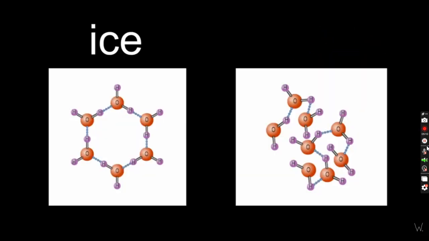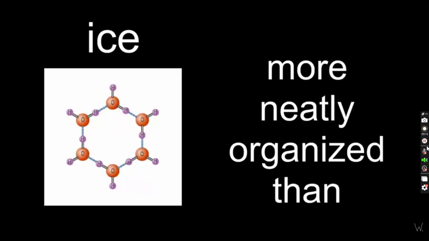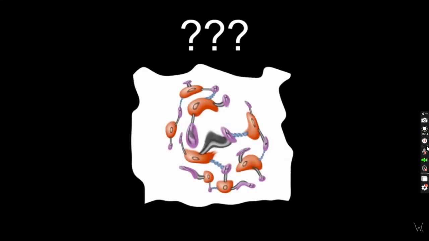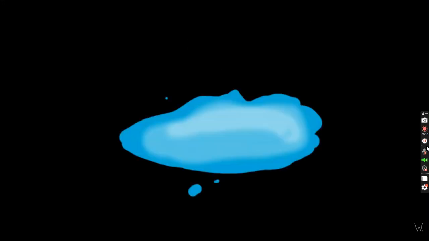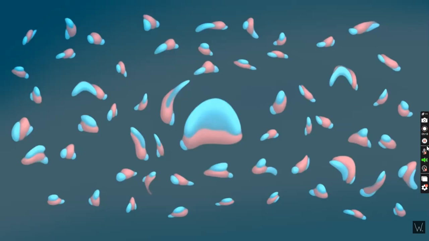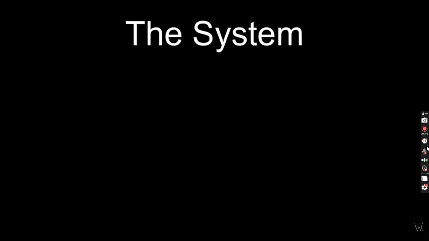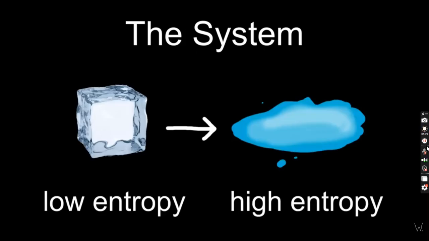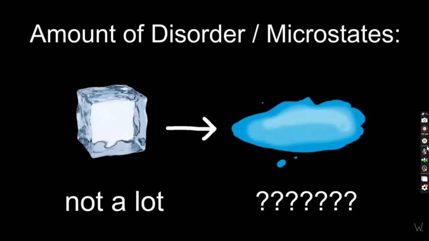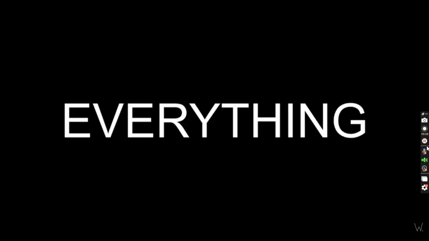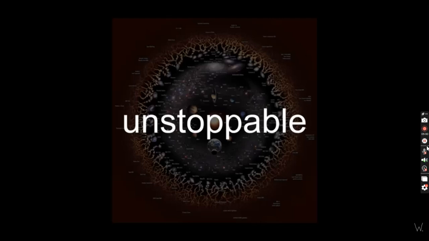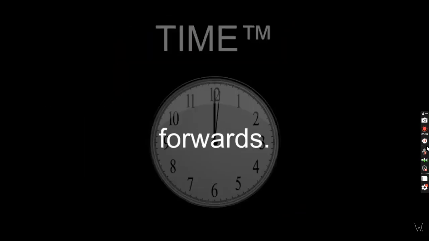Looking at the structure of ice and water, we can see that ice is more neatly organized than water, which just kind of goes all over the place. Also, the water could look like this, or even this, but the ice will always look a little something like this. In total, the system went from low entropy to high entropy, meaning more disorder and more possible microstates. This trend applies to everything. The whole universe is on an unstoppable path to higher entropy. It's also the reason why time seems to only go forwards.